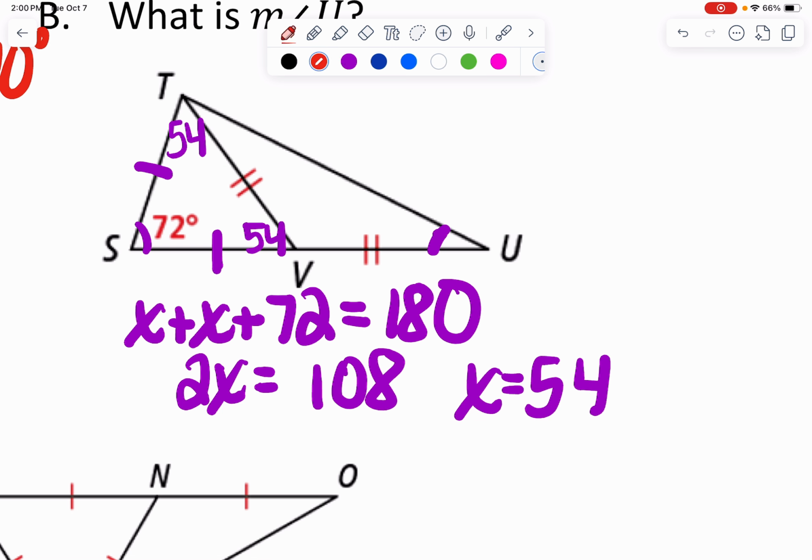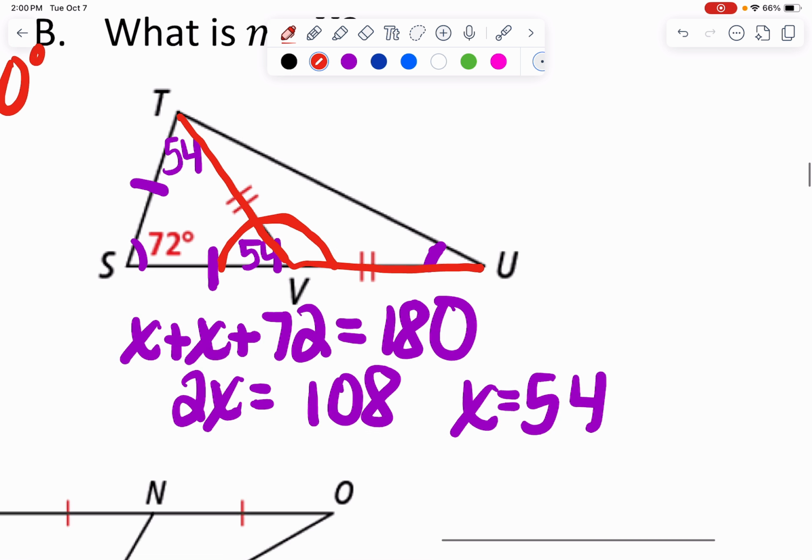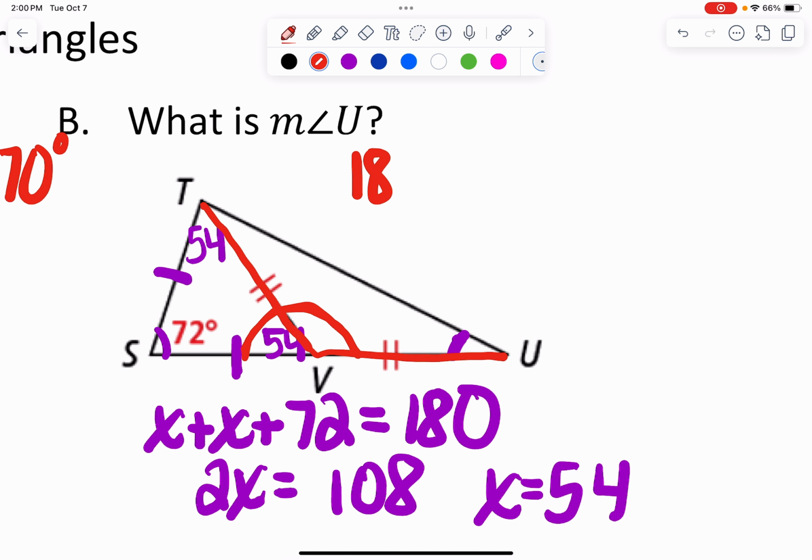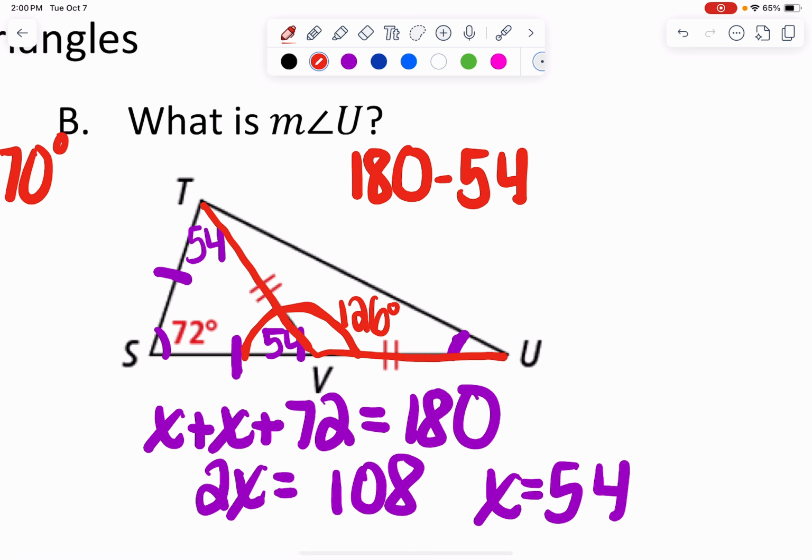So I have to find an angle somewhere in this triangle. Well, what I notice is right here and right here, that's a linear pair. A linear pair adds to 180. So I could just do 180 minus the angle I just found, 54, and you get 126. Now, if I look at the triangle that I'm trying to find U in, these are two congruent markings. So this angle here and this angle over here are congruent. I'm just going to call that y and y.